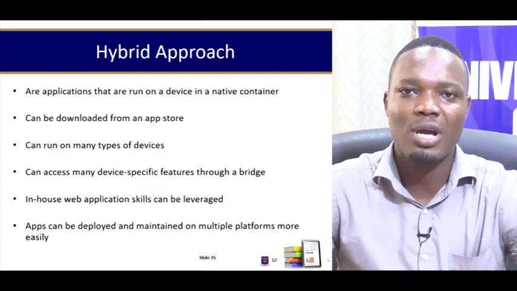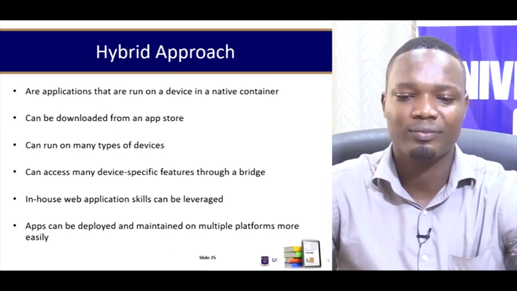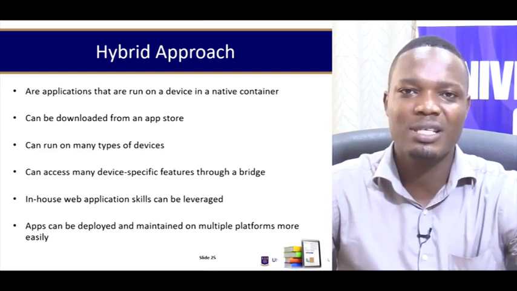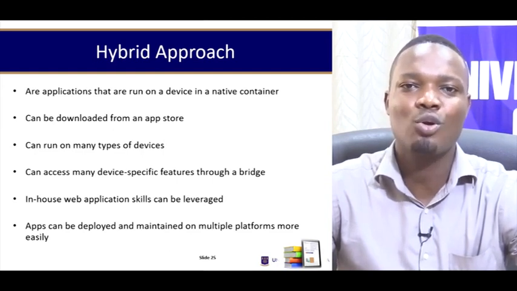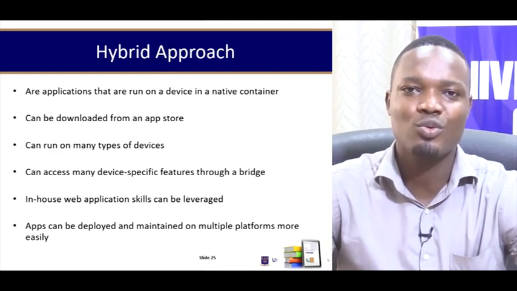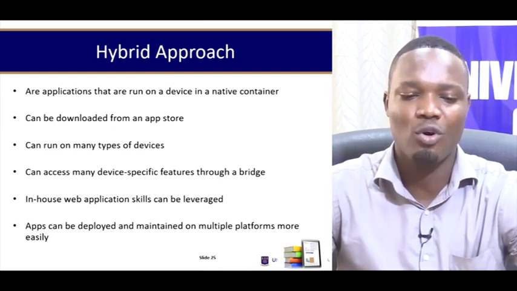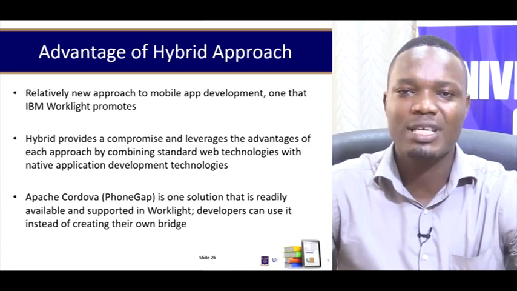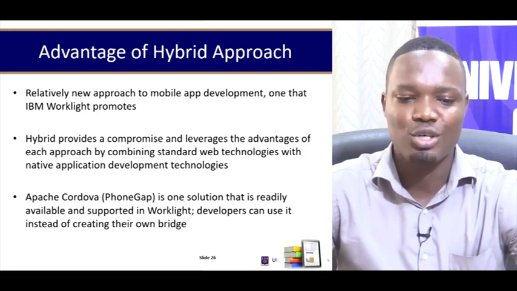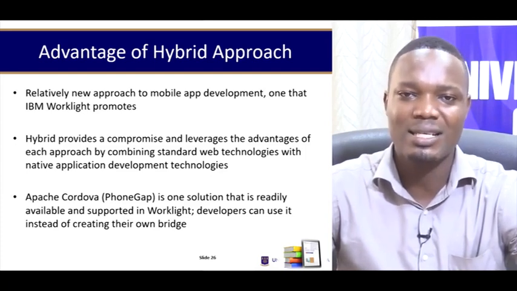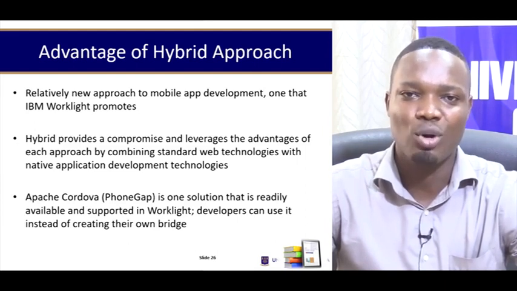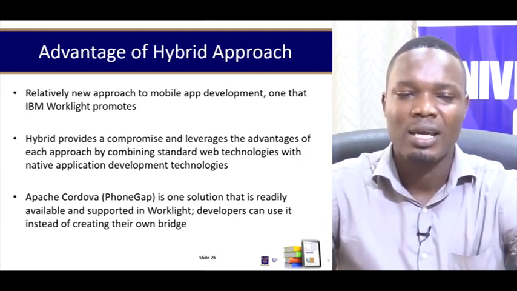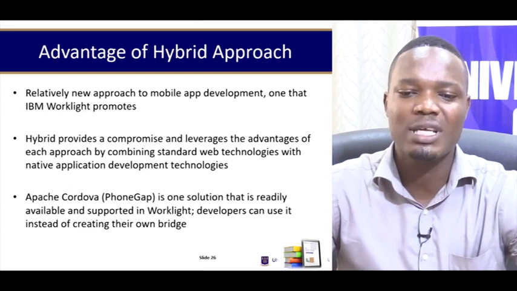We would now want to talk about the hybrid approach. Here, the hybrid approach means that we are writing code once and having it run on multiple platforms. The advantage of using the hybrid approach is that you are able to write once, like I just said, and then have it deployed on several ends. In this course, we would want to be using the IBM Worklight. Now, this is built upon Apache Cordova.